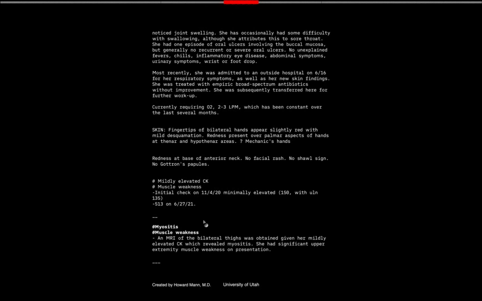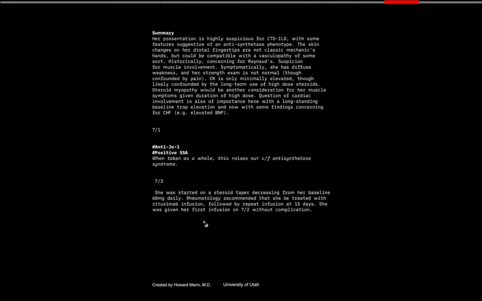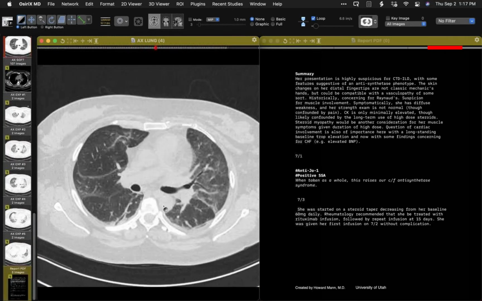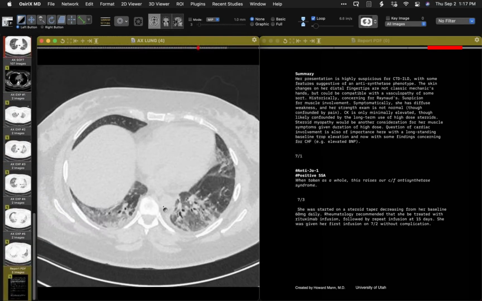So again, anti-synthetase syndrome presenting like that initially, not surprisingly, as possible pneumonia, and treated with steroids and now rituximab. So two patients with findings very consistent with anti-synthetase syndrome.